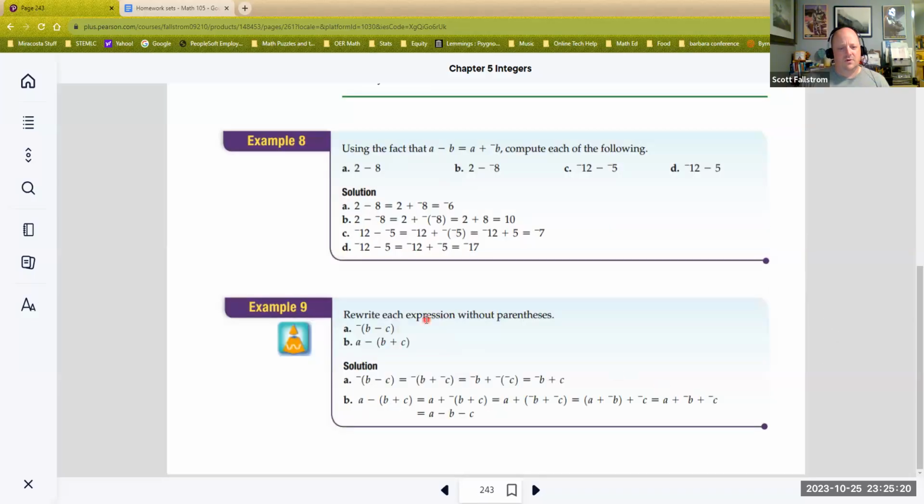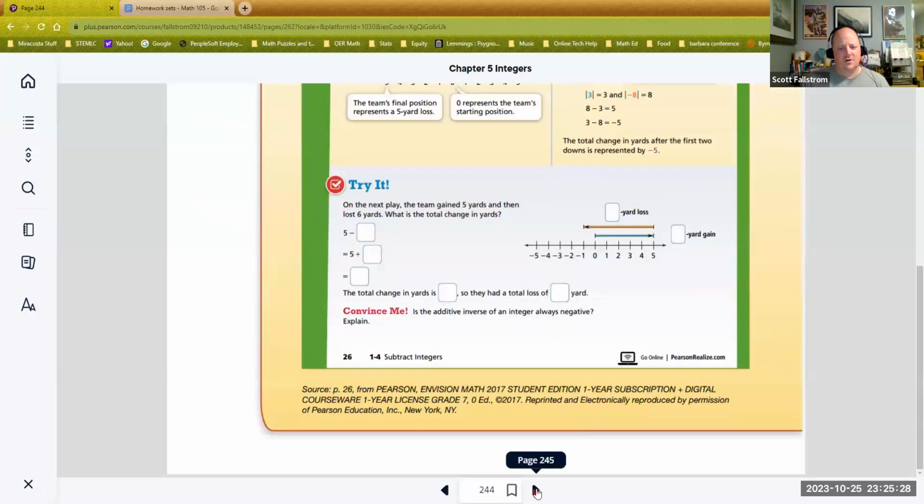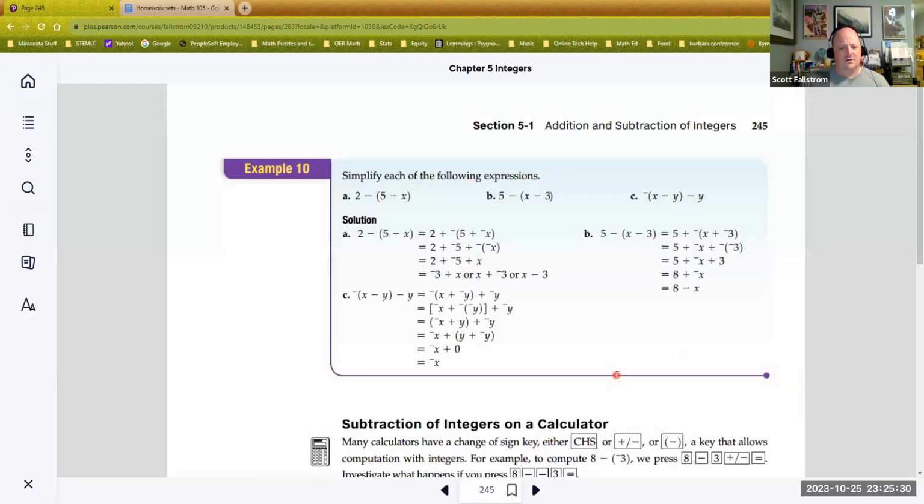All right, rewrite without parentheses. Now I'll let you do a little bit of algebra on that. And I think we're right at the end of the chapter.